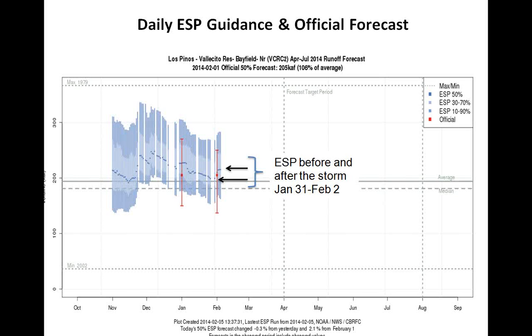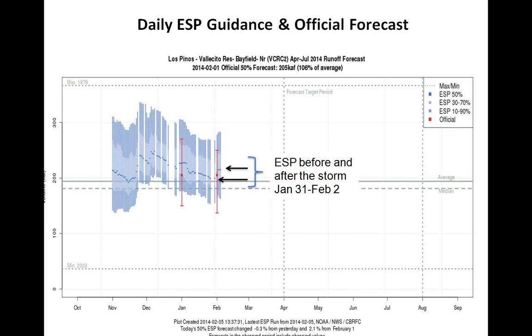So this lower black arrow is showing the ESP guidance that we pretty much had to look at the time when we were making our forecast. And then after the weekend of February 1st and 2nd, where a lot of the precipitation fell, you can see the ESP, the raw model guidance, had jumped up quite a bit.